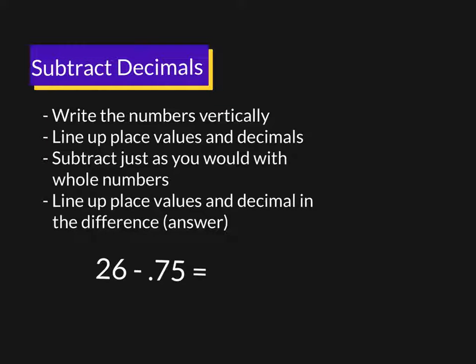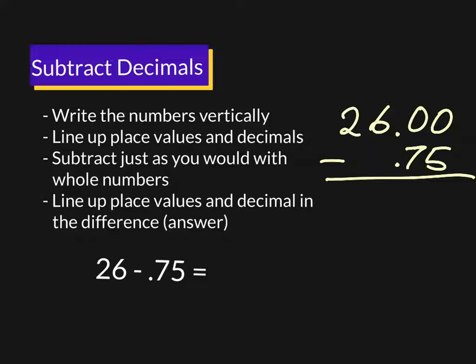So for example, here's 26 minus 0.75. So we're going to start by writing the numbers vertically. So we have 26, and if you remember, every whole number, there could be a decimal after it. So we're going to line up the decimals, and then we're going to add a couple of zeros here just to hold the place value.